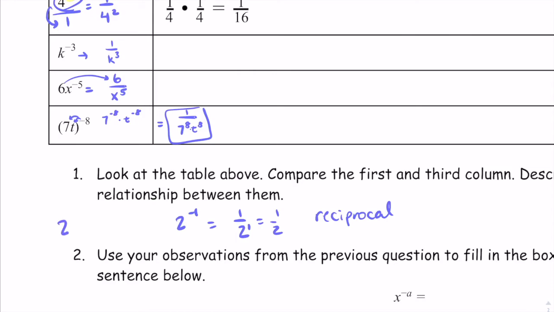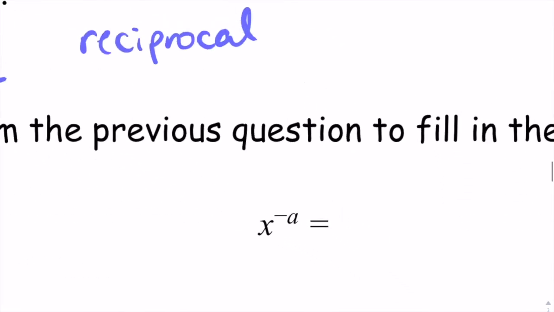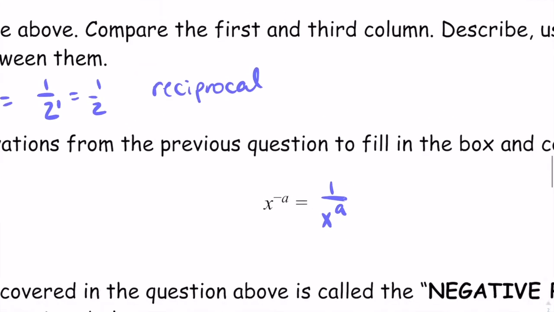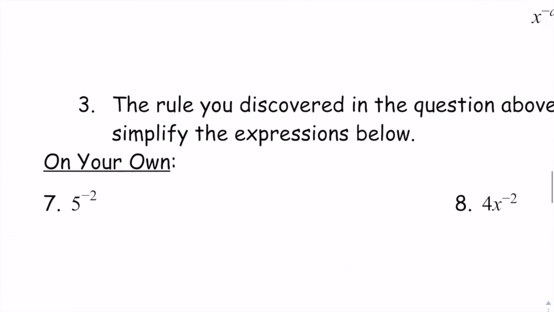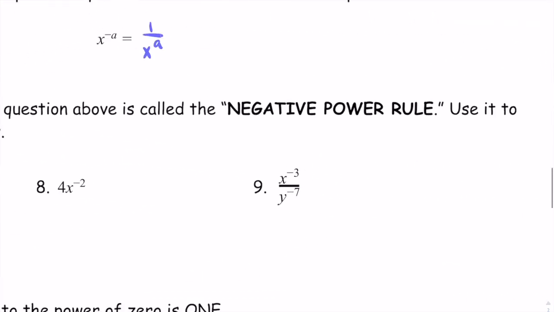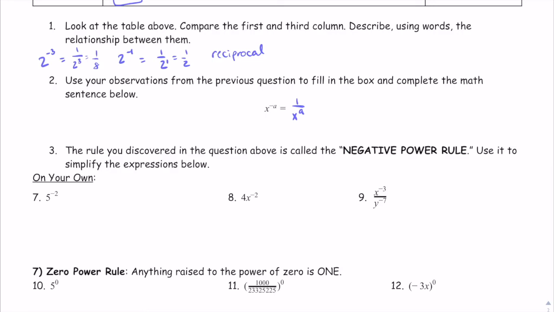So you guys can figure all of this out. 2 to the negative 3, it's not negative 6, it's not negative 8. This is actually 1 over 2 cubed, which is 1 over 8. So that's the only thing. So if I were to write a rule, if I have x to the negative a, this is the same thing as 1 over x to the positive a. So why don't you guys try these next 3 problems on your own, and then we're going to do the last rule. This last rule is a hard one.